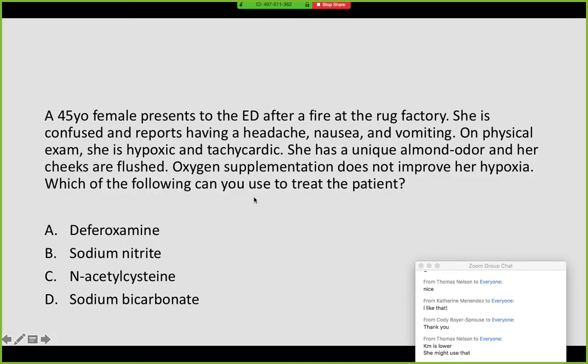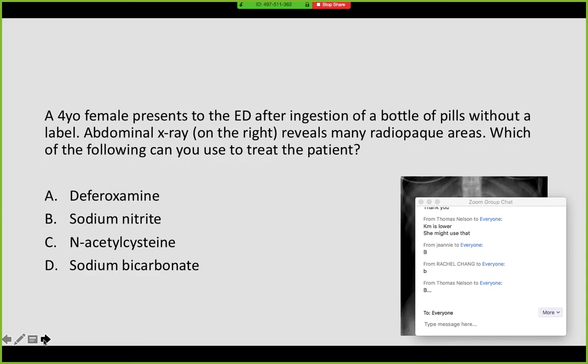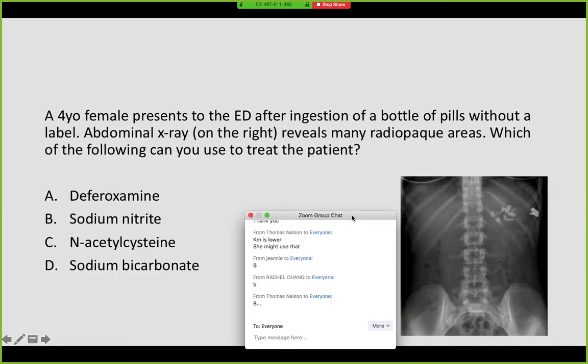Okay, so a 45-year-old female presents to the ED after a fire at the factory. She's confused and reports having a headache, nausea, and vomiting. Physical exam, she's hypoxic and tachycardic. She has an almond odor and her cheeks are flush. Doesn't improve with supplemental O2. What are you going to treat her with? Right, so sodium nitrite.